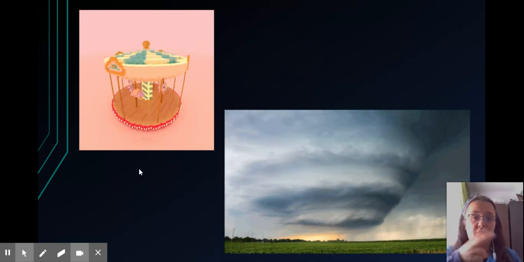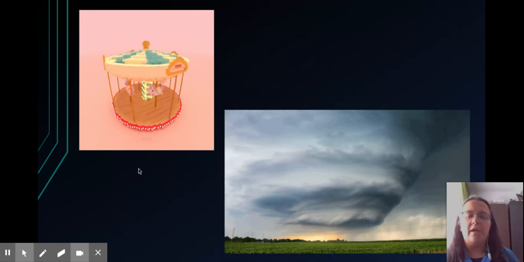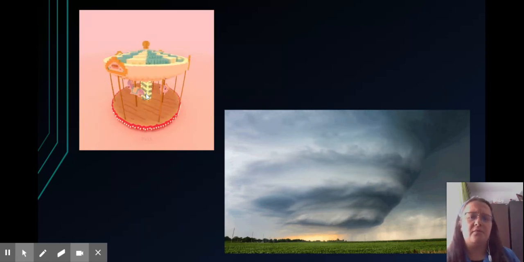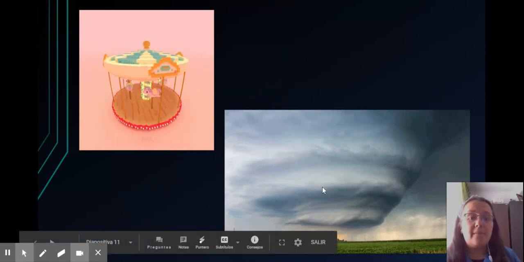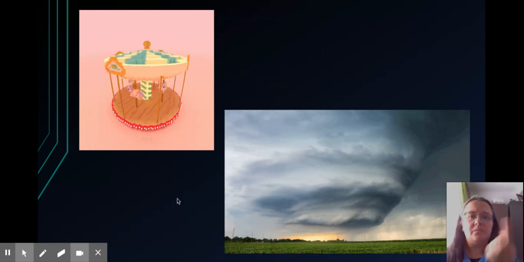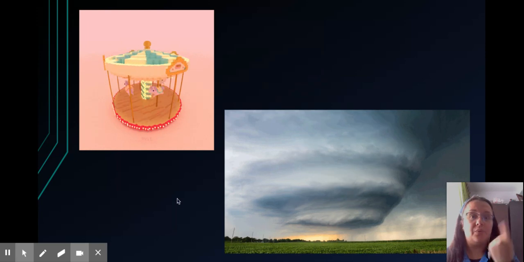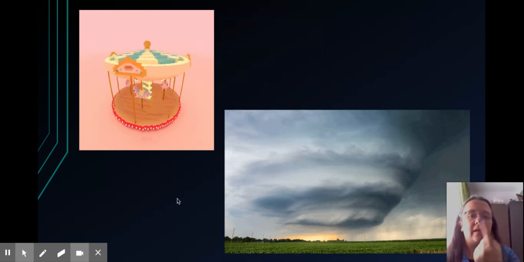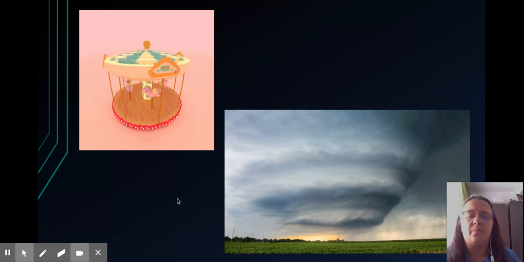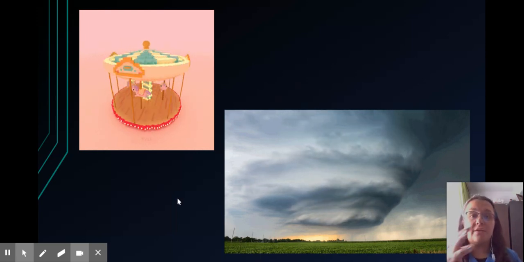Other examples of things that move round and round are this merry-go-round wheel that you can find in the parks, but also the tornadoes or the hurricanes. They have a circle motion, that round and round motion, that gives them the shape and the ability to do what they can do. Now, guys, this was the first part.